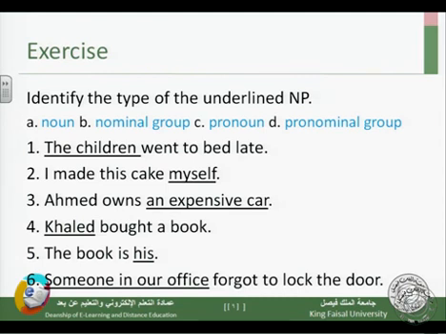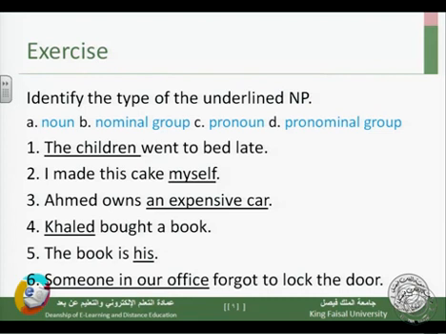The book is his. His is a pronoun here. It is a possessive pronoun. It shows that a book belongs to someone. Something belongs to someone. So the book is his. It is a pronoun. Someone in our office forgot to lock the door.